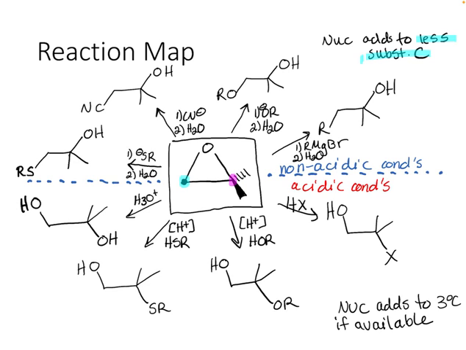So this is really great because you can control where a group adds to your epoxide. You can create acidic conditions to make sure that your nucleophile adds to the more substituted carbon, or you could keep things more basic and add the nucleophile to the less substituted carbon.